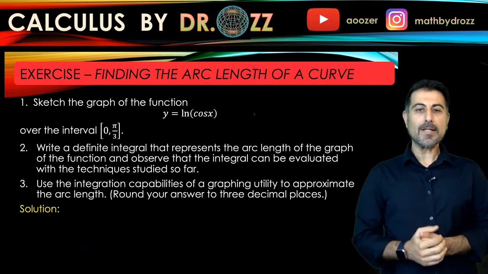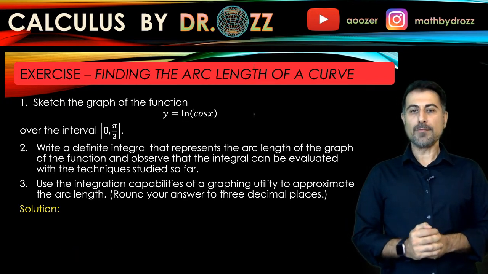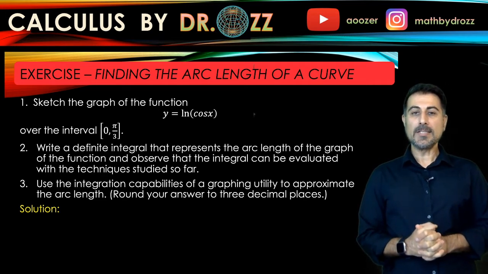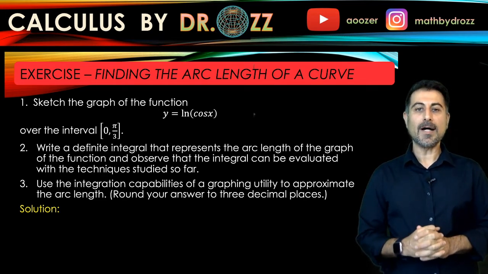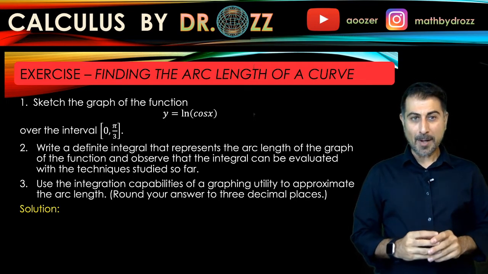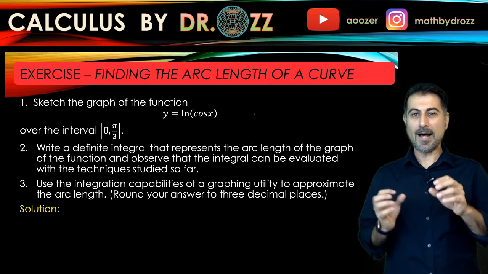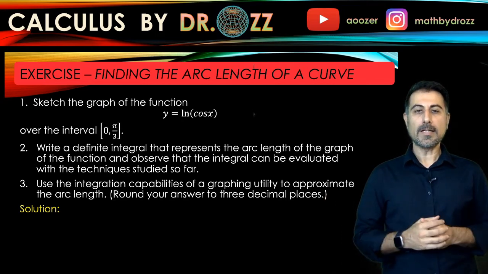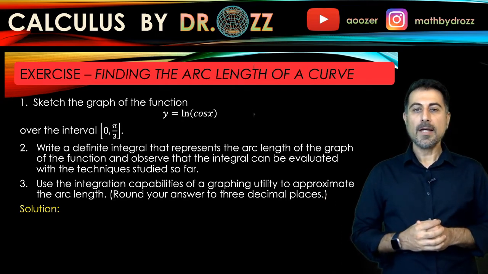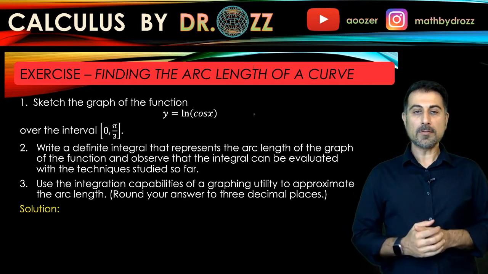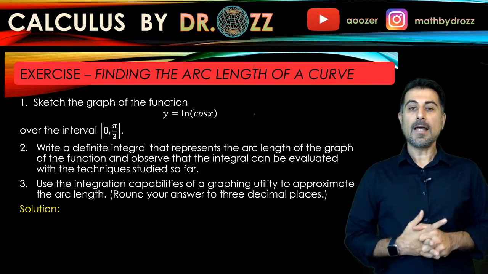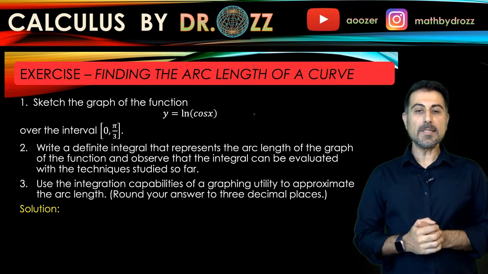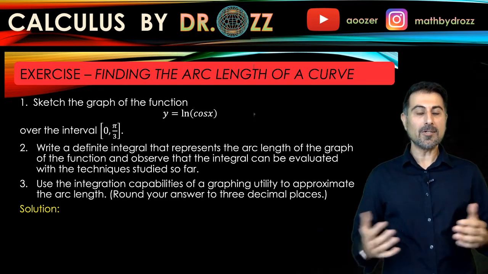So we're going to have another application of definite integration. It's finding the arc length of the curve, and the given curve in this problem is y equals ln of cosine x, and we're going to consider the length of the curve corresponding to the interval 0 to pi over 3. First, we're going to write a definite integral that represents the arc length of the graph, and hopefully we're going to be able to evaluate that. And at the end, we're going to use the integrating capabilities of a graphing utility to approximate the arc length.